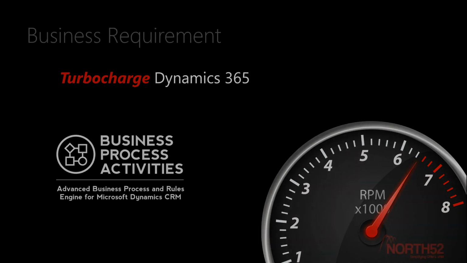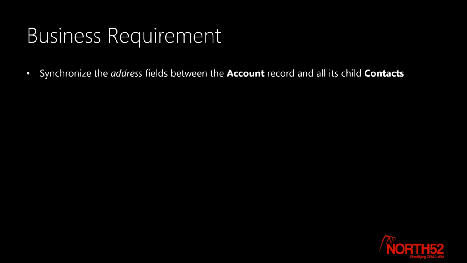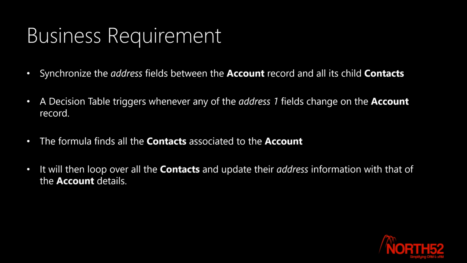In today's video, we've been asked to sync up all the contact entities' address fields with their account's address. To do this, we will create a decision table that triggers whenever an account's address has been changed. The formula will go through every contact associated with that account and update their addresses. This will allow us to not have to worry about syncing up addresses whenever a change has been made. This will also remove user error when updating fields.